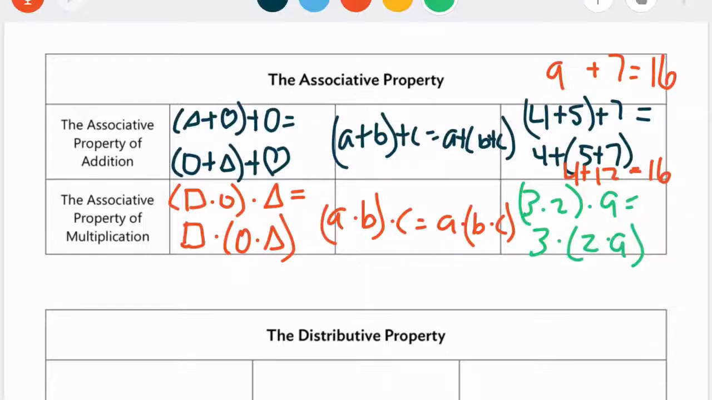So commutative property, the one at the top, that is changing order. You're just flipping around the order. Associative property, we're not changing the order, but we're changing what's inside of the parentheses.